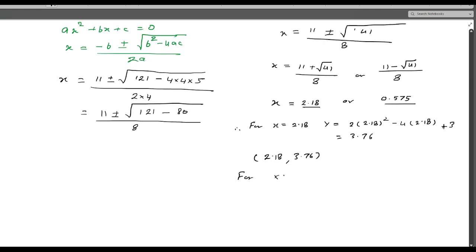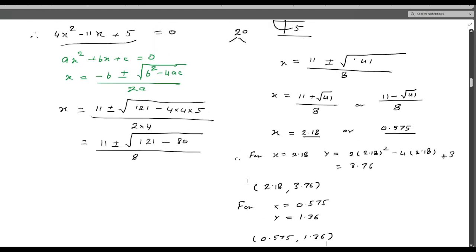For x equal to 0.575, if I do the calculation in a similar way, I will get the answer as 1.36. So here y is 1.36. So the other pair is 0.575 comma 1.36. Okay, so these are the two solutions.